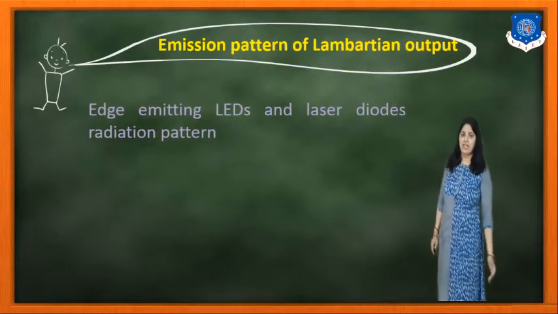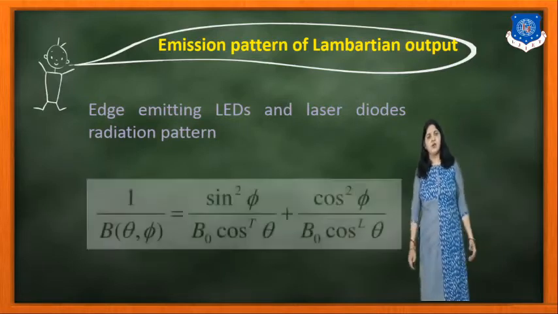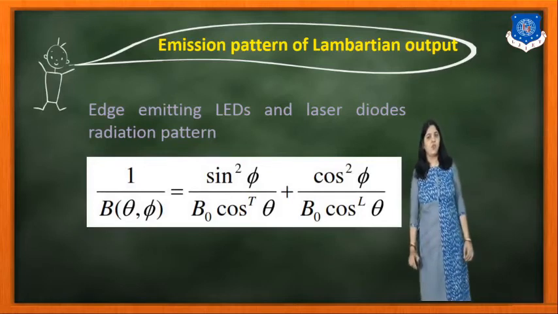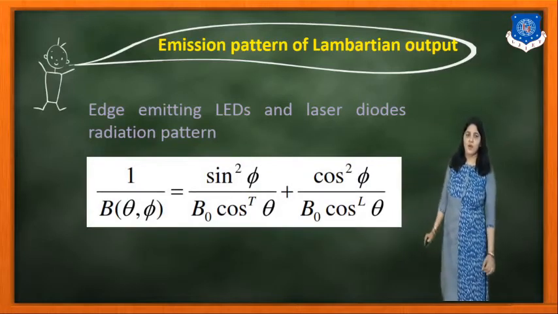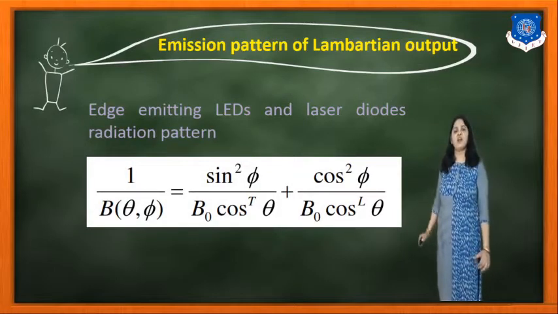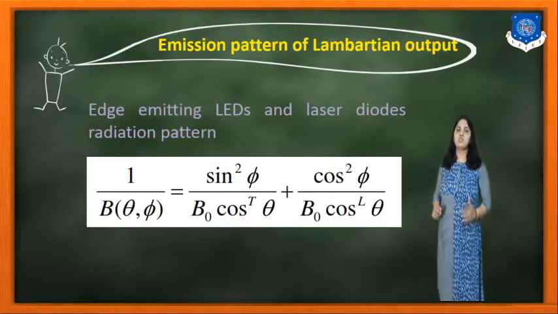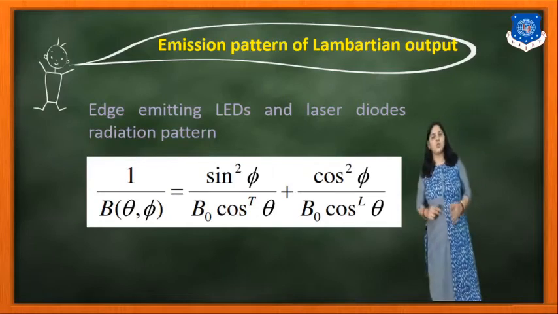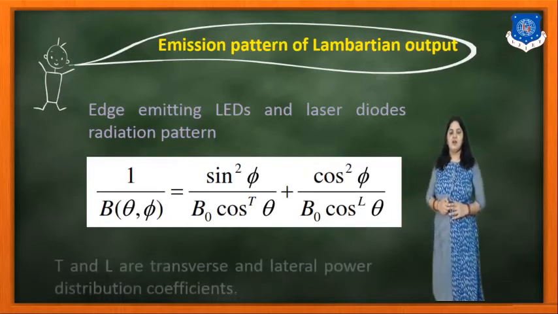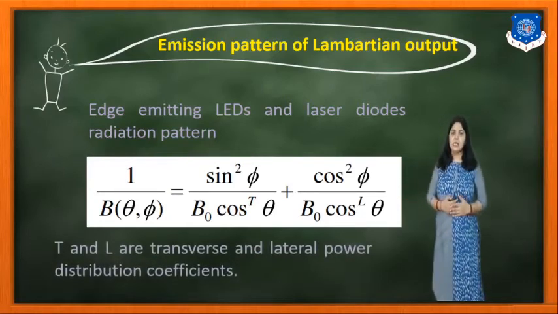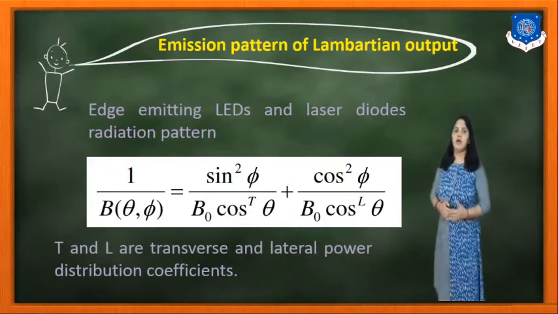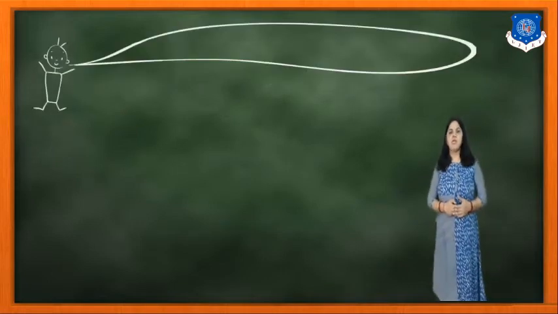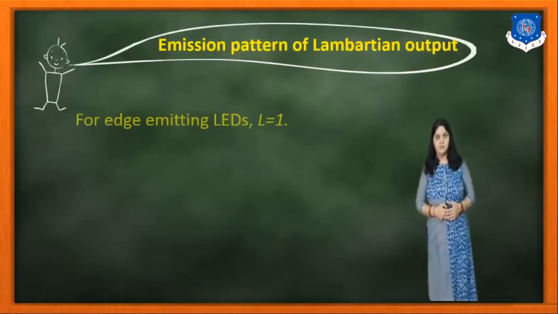And the edge emitting LED and the laser diode radiation pattern can be found using this equation: 1 upon B of theta, phi is equal to sin squared phi upon B0 cos to the power T theta, plus cos squared phi upon B0 cos to the power L theta, where T and L are the transverse and the lateral power distribution coefficients, which will be our next equation.